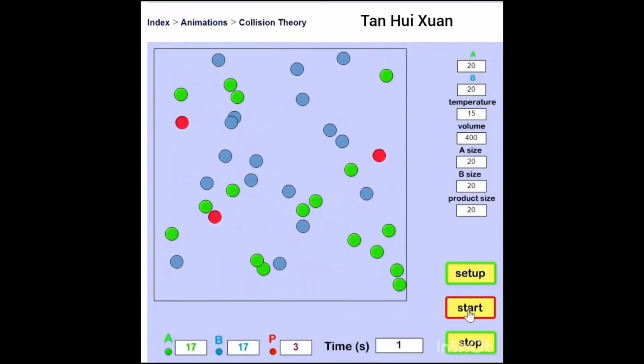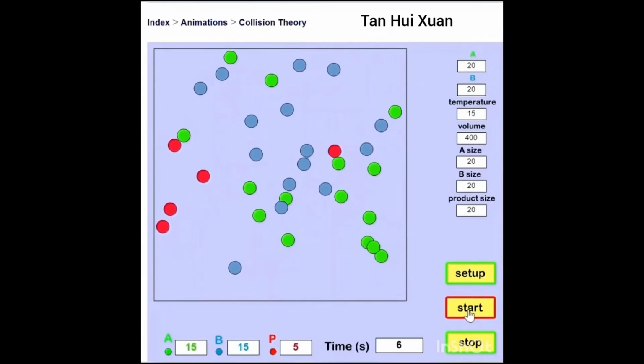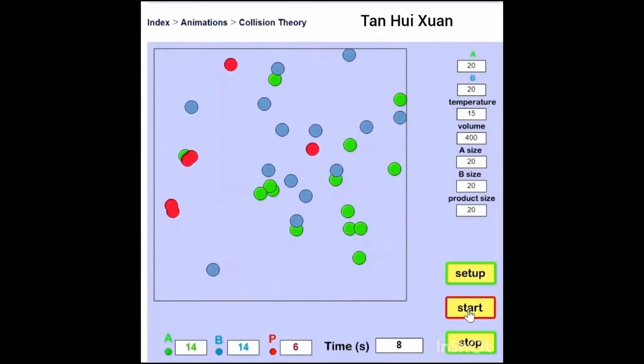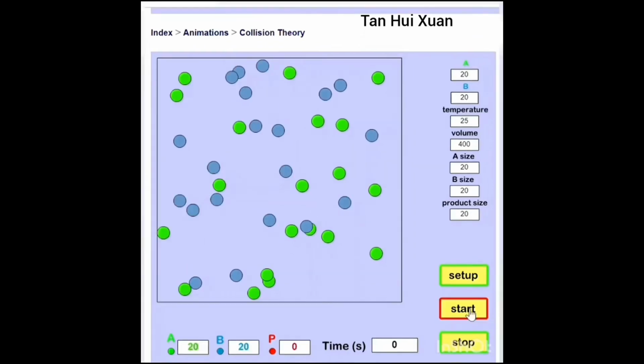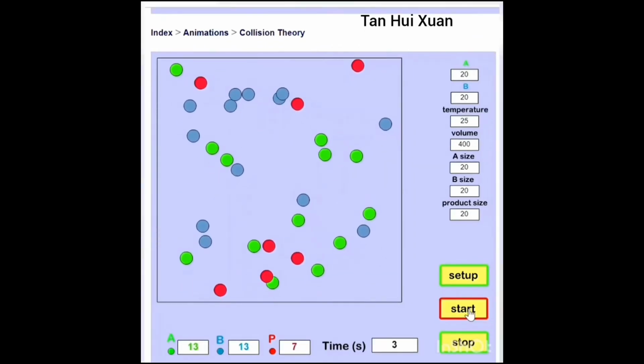As I increase the temperature from 8 degrees Celsius to 35 degrees Celsius, do take note of how the particles move faster with increase in temperature, and how the rate of successful collisions increases as the movement of particles increases.